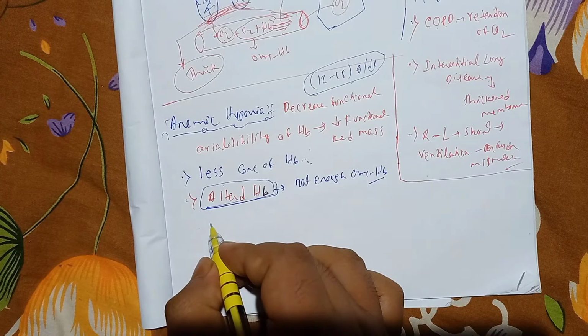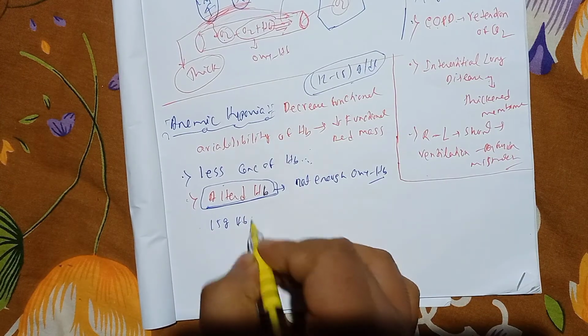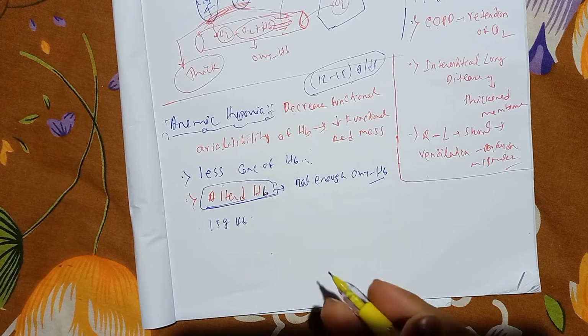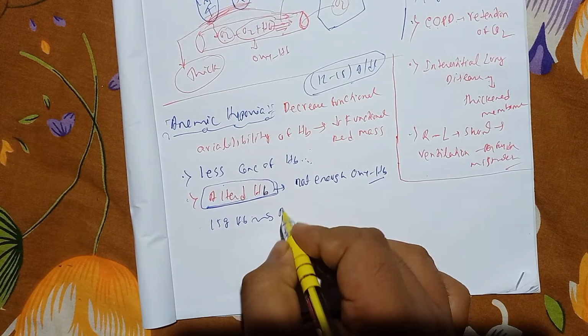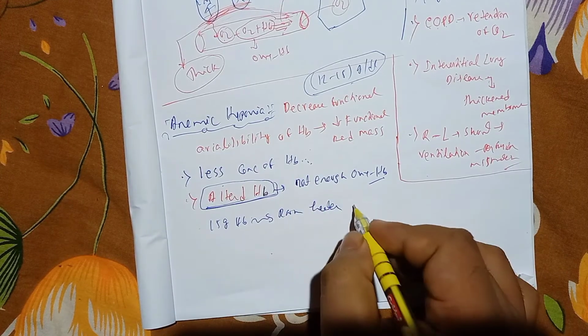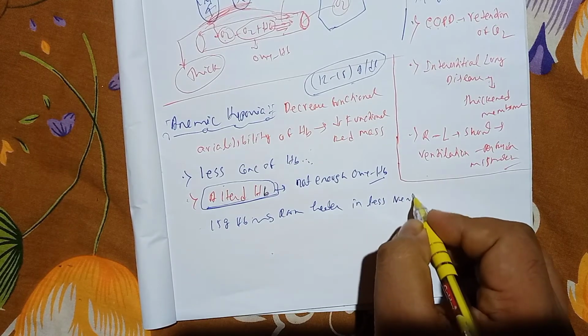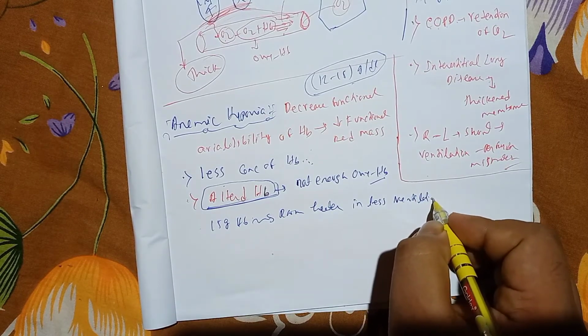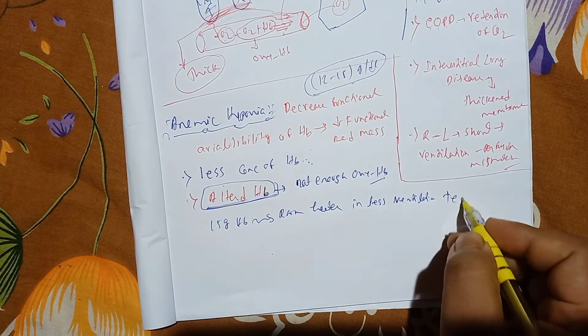First, suppose in our body there is 15 gram hemoglobin. And by any means, for suppose, there is a room heater in a room with less ventilation. Then what will happen? The temperature will get increased.